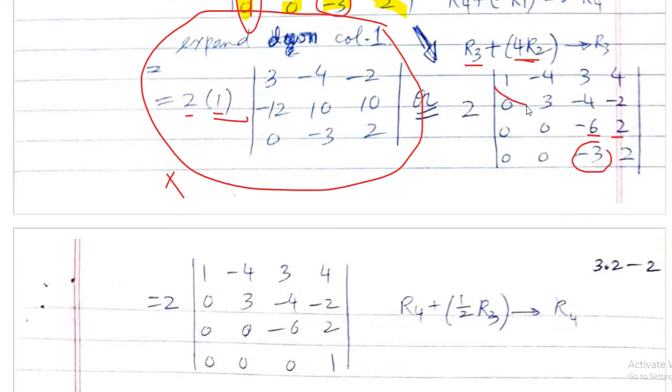right? To make it lower triangular, I should make this 0 as well. So I can multiply this with 1/2. I can multiply this by 1/2, it will become 3, and then subtract here, right? So it will give you 0.